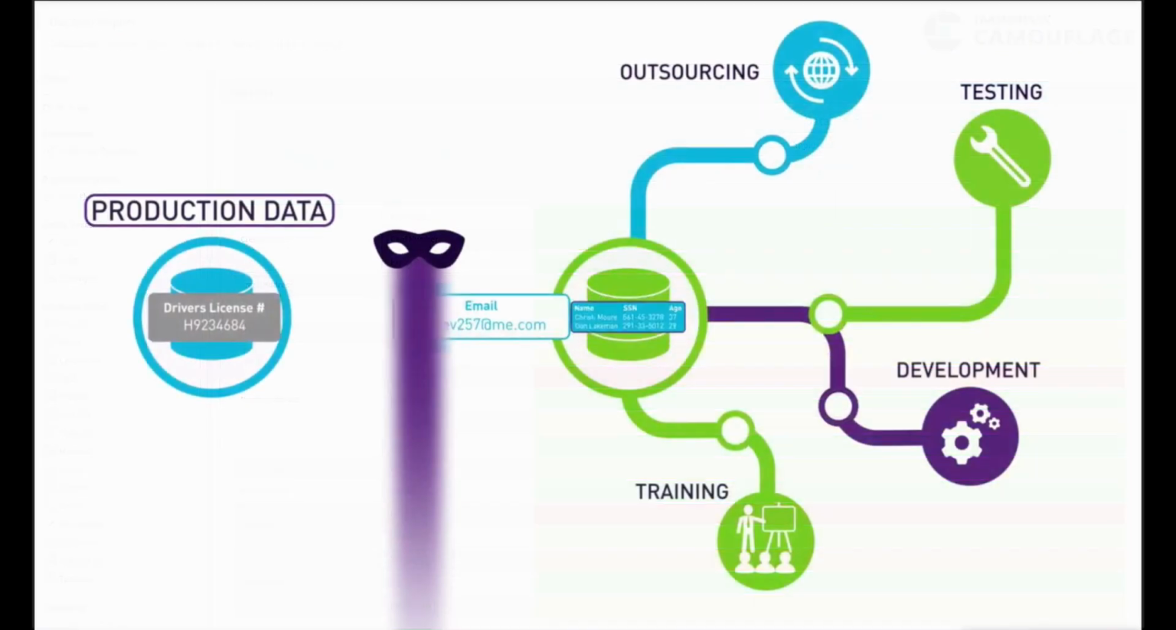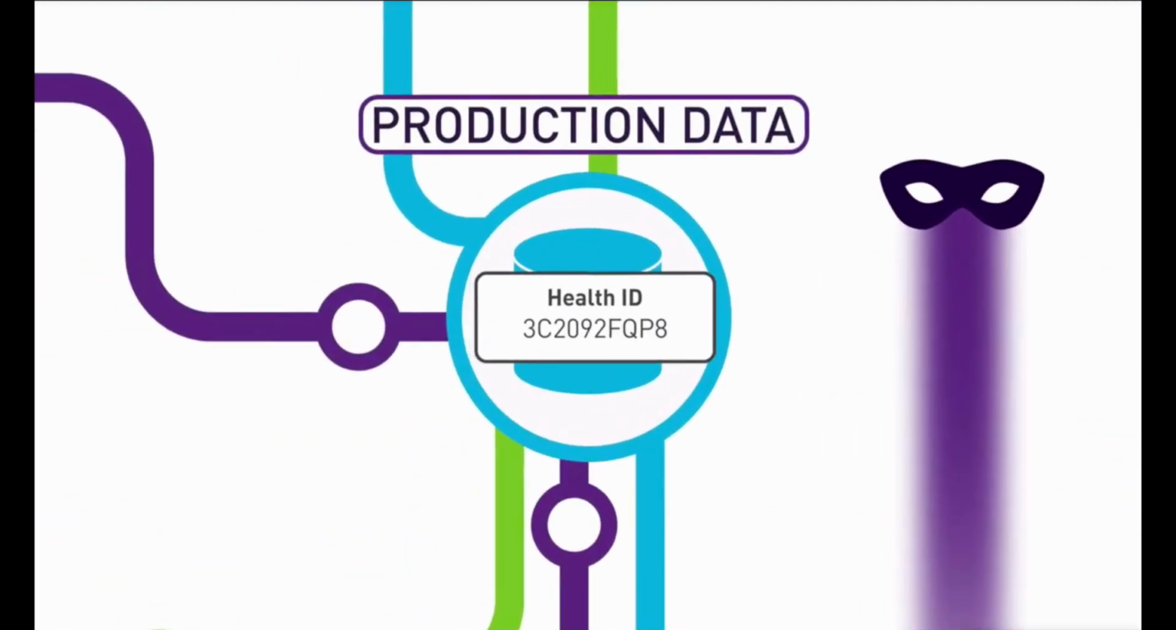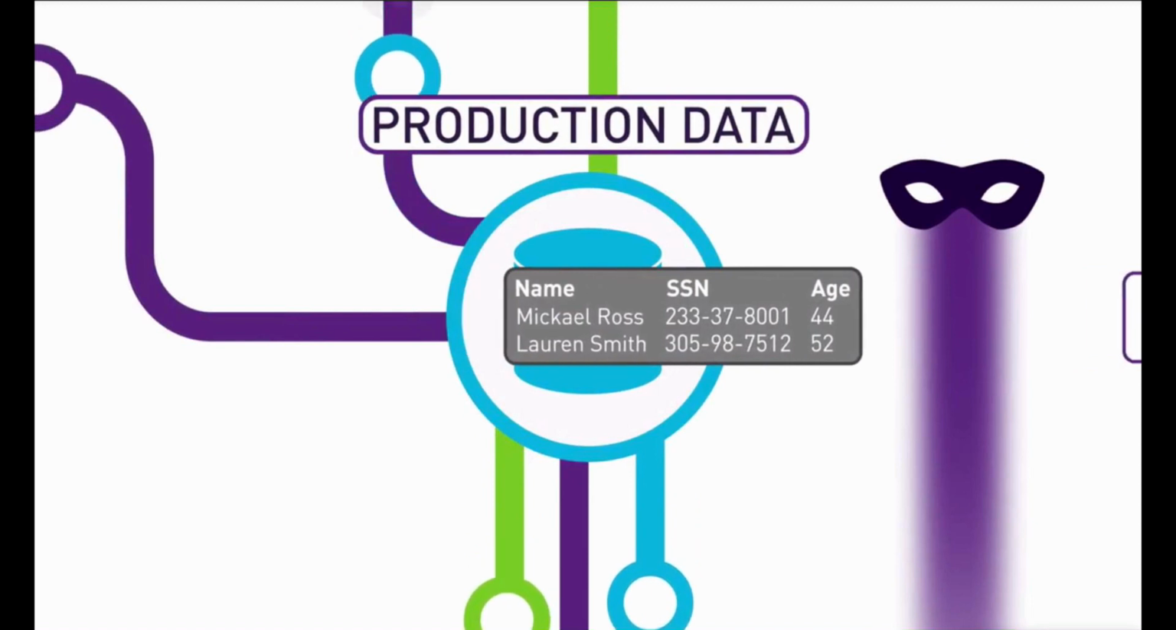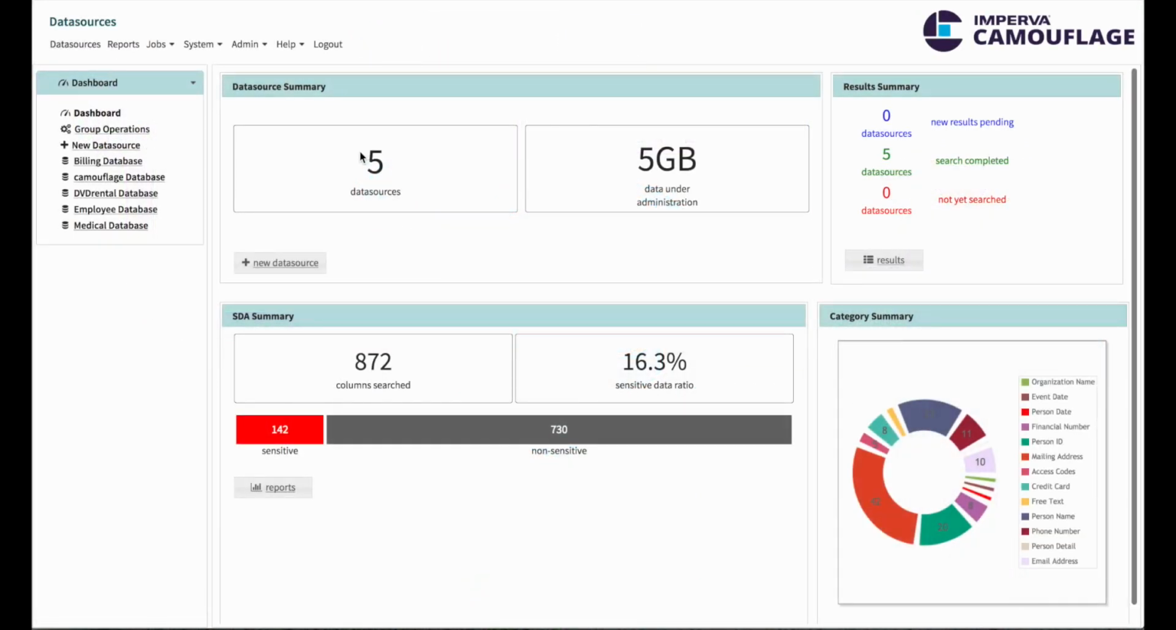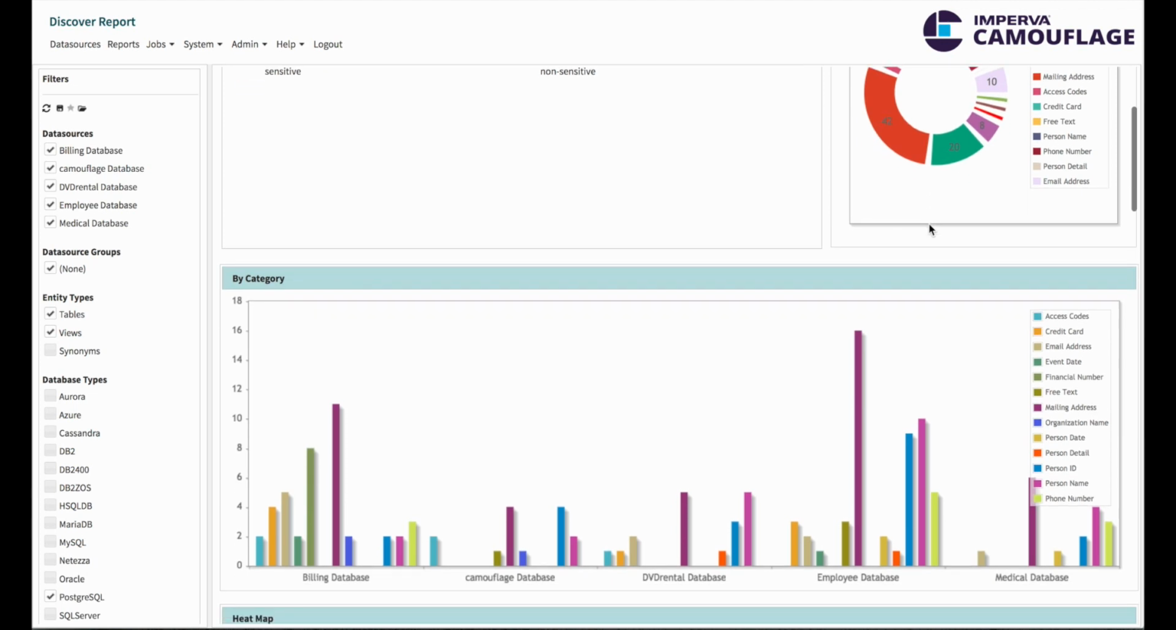This is all good for one data source, but what if you have a requirement for multiple databases that you need to discover? That is not a problem for Imperva Camouflage. Here is another example where I have added additional data sources, and Camouflage can show the overall status of sensitive data discovered in my environment based on my search rules configured.